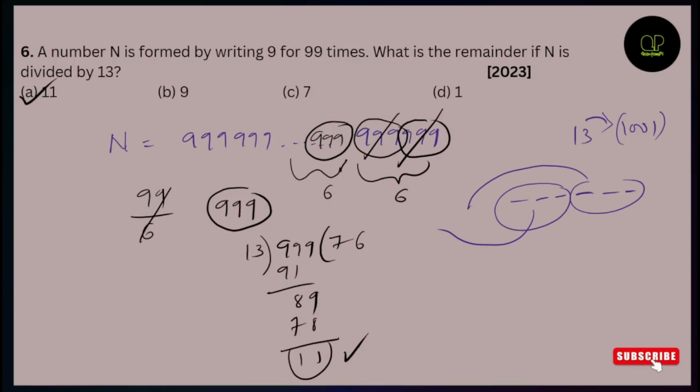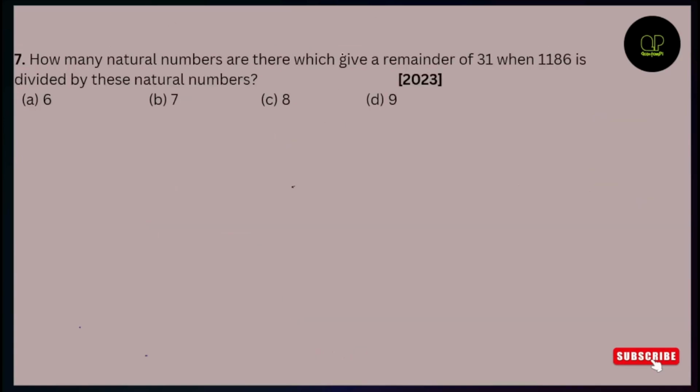Now let us move on to the next question. Question number 7, which is your 2023 question. Do not forget, please pause the video and you can try it yourself. How many natural numbers are there which give a remainder of 31 when 1186 is divided by these natural numbers?